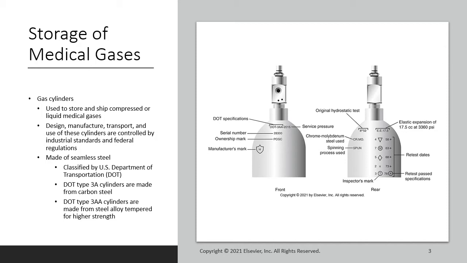They are classified according to their fabrication method. A DOT type 3A cylinder is made from carbon steel. A DOT type 3AA container is manufactured from a steel alloy that's tempered for higher strength.